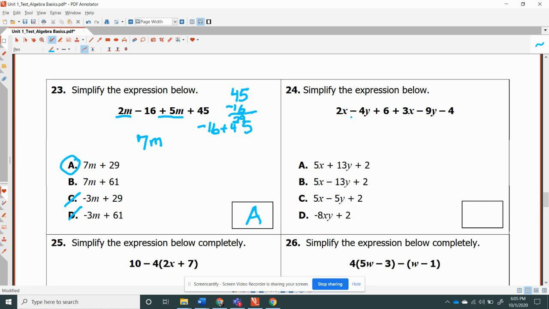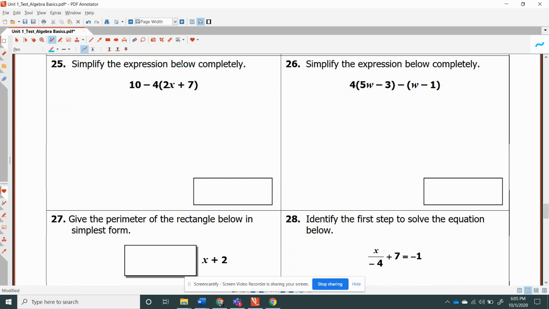So let's simplify 2x minus 4y plus 6 plus 3x minus 9y minus 4. So let's start with the x's. We have 2 plus 3 make 5, 5x. So we can eliminate this. So we know we're going to have 5x. Let's look at the y's. I have -9 and -4. So -4 minus 9 is -13. And then I have positive 6 minus 4 plus 2. That sure looks like A to me.